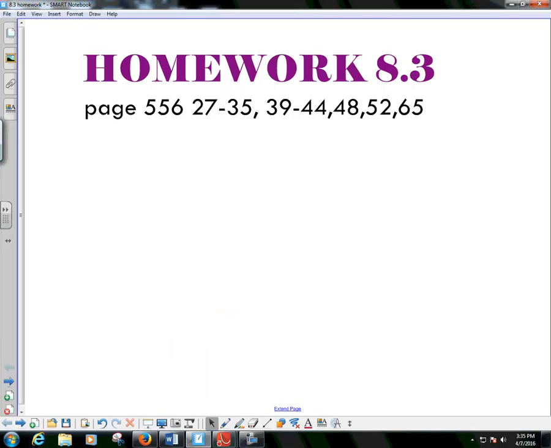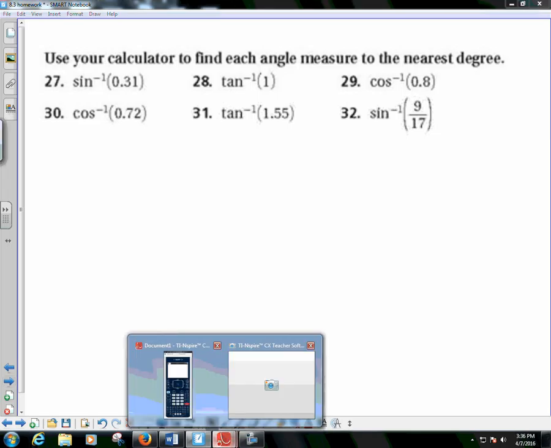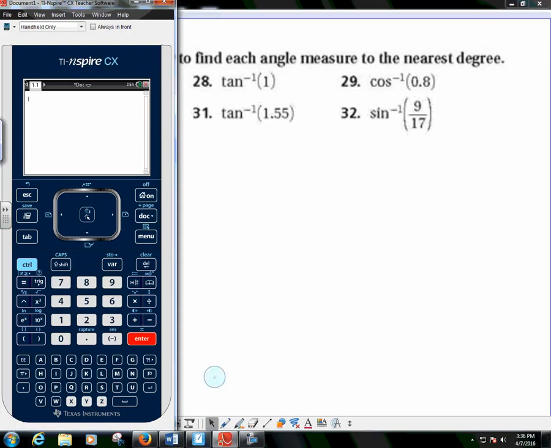Hello, ladies and gentlemen. We're working on our homework for section 8.3, which was inverse sine, inverse cosine, and inverse tangent. We're just going to do a couple of these problems because they are straight to your calculator, and I don't think that this is a big deal for most people. So we're going to call up the calculator, and because I can see these problems, let's do them.